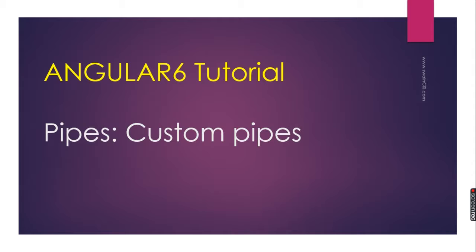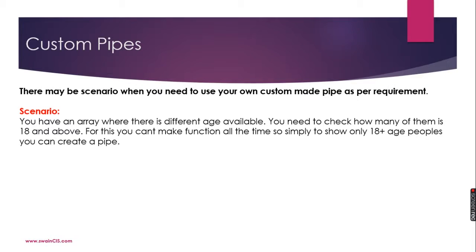Now what if we have some different scenarios and none of these inbuilt pipes are suitable? In those scenarios we need to create our own custom pipes. So let's see a scenario. Suppose you have an array with different ages, and you need to check how many of them are 18 and above. For this you can't make a function all the time to show 18 plus ages. For that you have to create a pipe and just pass it in your template so that it will display only the people whose age is more than 18.